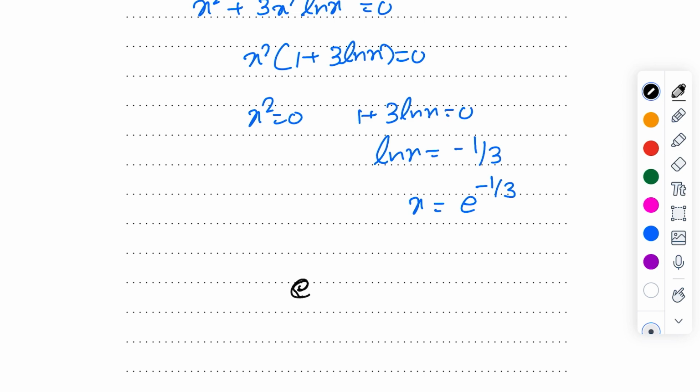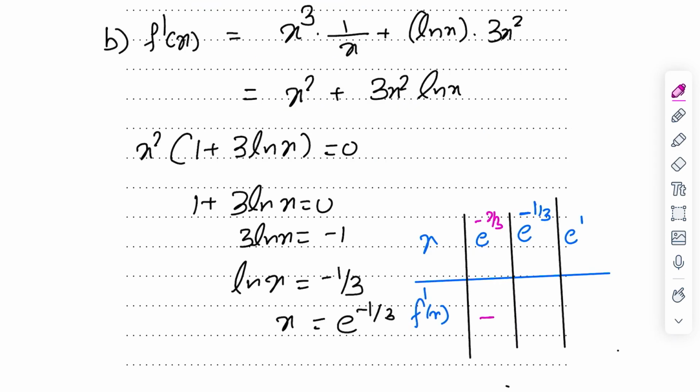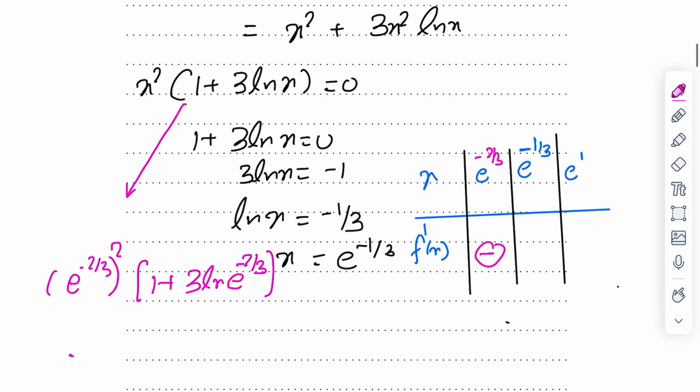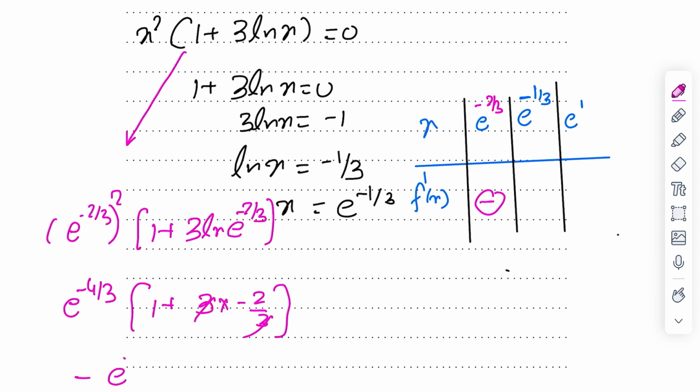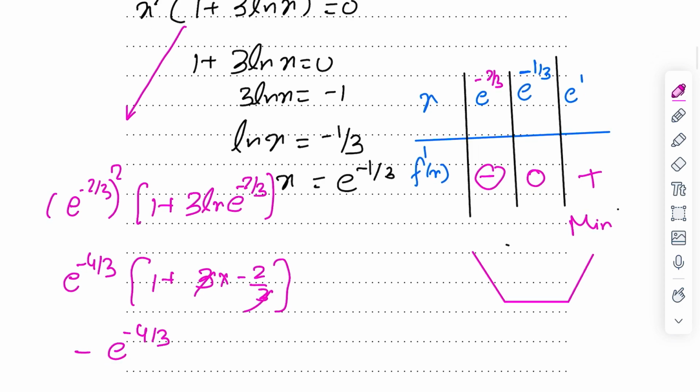What is e to the power minus 1 upon 3? First derivative test, negative answer. We can see that over here, e to the power minus 1 upon 3 whole squared times 1 plus 3 ln of e to the power minus 1 upon 3. So it becomes e to the power minus 2 upon 3 times 1 plus 3 times minus 1 upon 3. 3 gets cancelled, 1 minus 1 is 0. So it is minus e to the power minus 4 upon 3, which is negative. At e to the power minus 1 upon 3 it is 0, and at e to the power 1 it is positive. So it is negative, 0 and positive. So this is going to have a minimum value. So therefore it is a minimum.